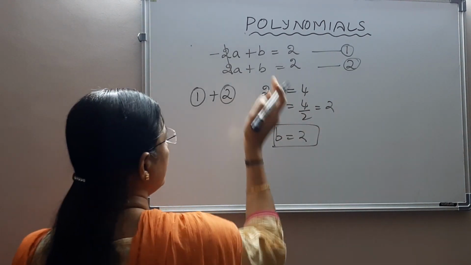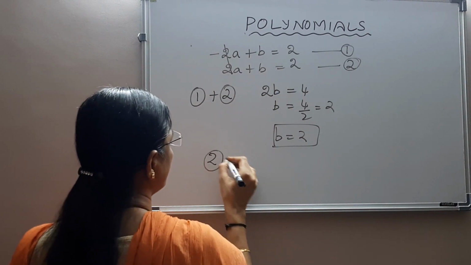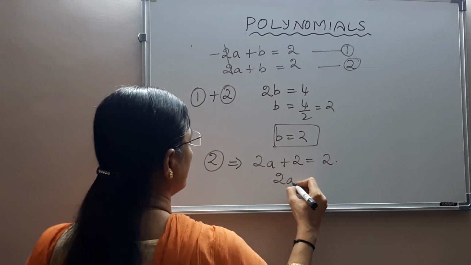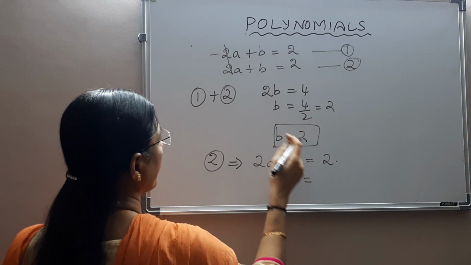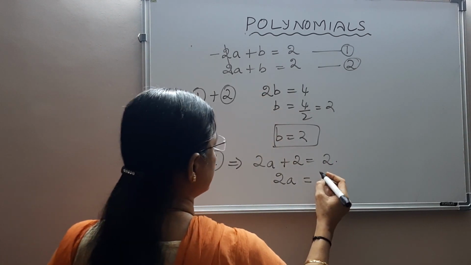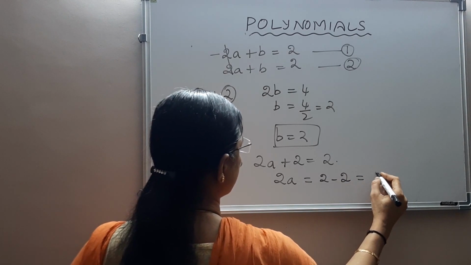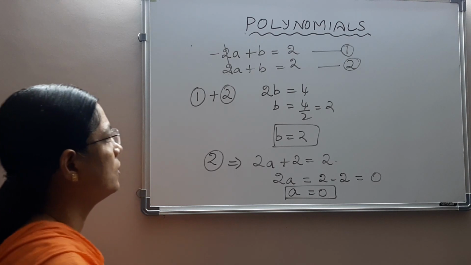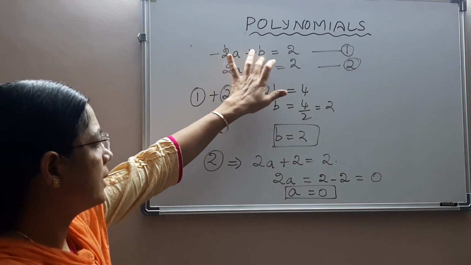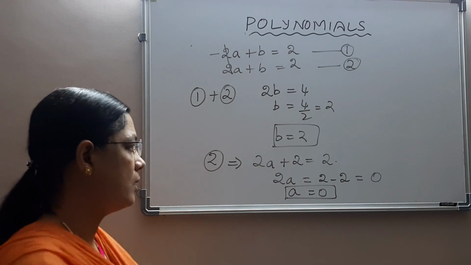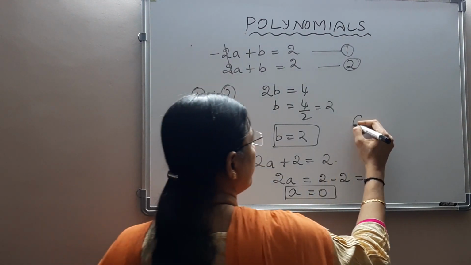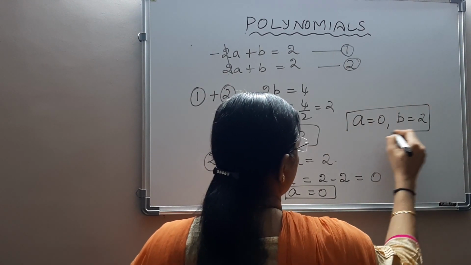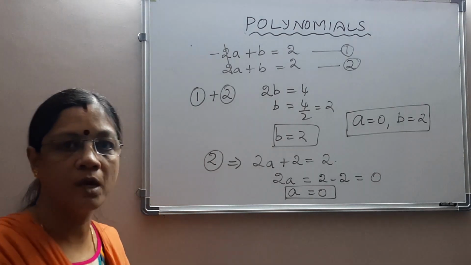And substitute this b in any of the equations. I substitute in 2. So 2a plus 2 is equal to 2, or 2a is equal to 2 minus 2, which is equal to 0, or a is equal to 0. You understand? So substitute here, a plus b is 2, so it is equal to 2, so it is correct. So a is equal to 0 and b is equal to 2 are the answers for the given biquadratic polynomial. The unknowns are known now.